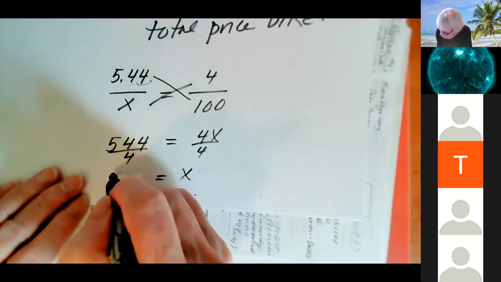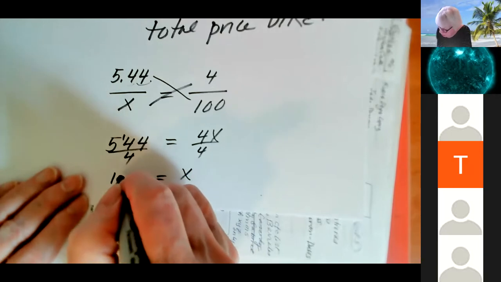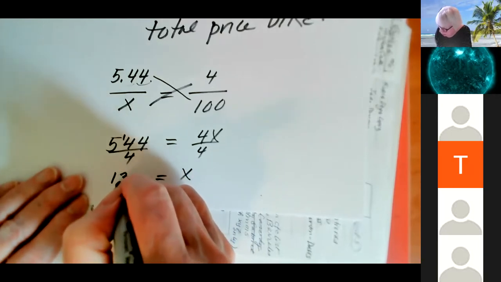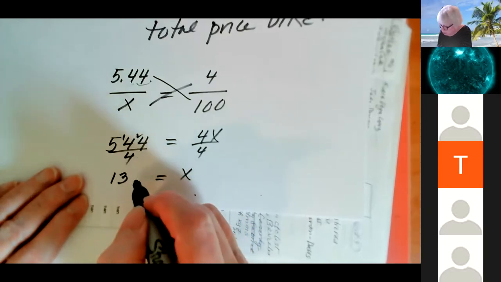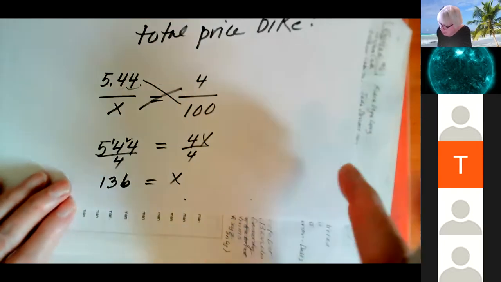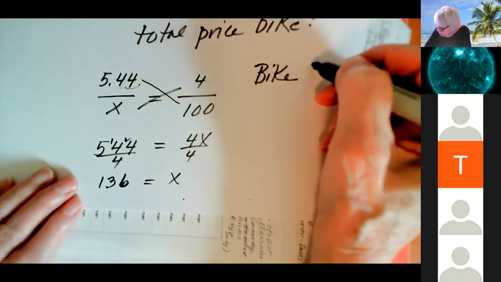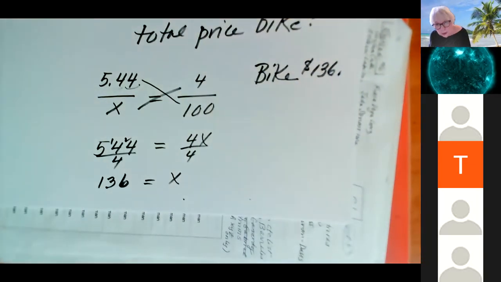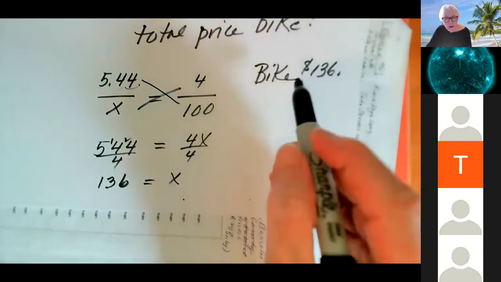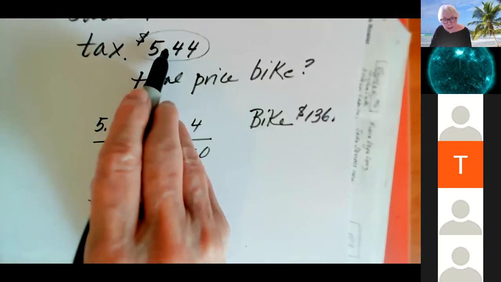4 into 5 goes 1, 1 left over. 4 into 14 goes 3, 4 times 3, 2 left over. 4 into 24 goes 6. So that means the bike is $136. If it was your money and you thought there was a mistake, you could take $136, multiply it by 0.04 to see that it did come out to the right tax.